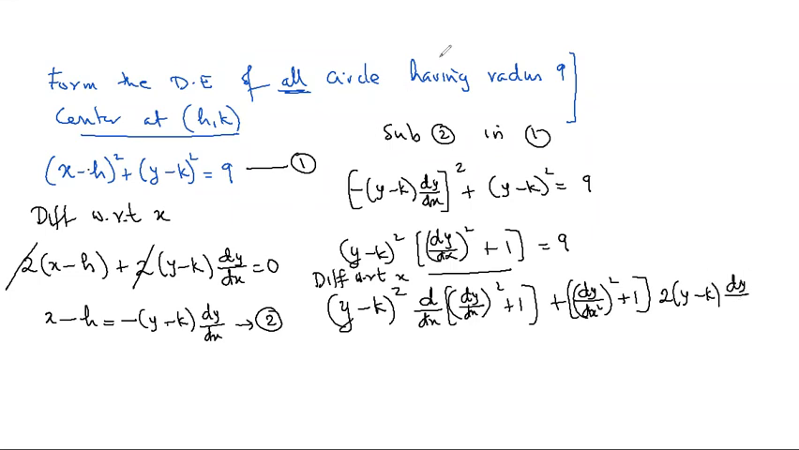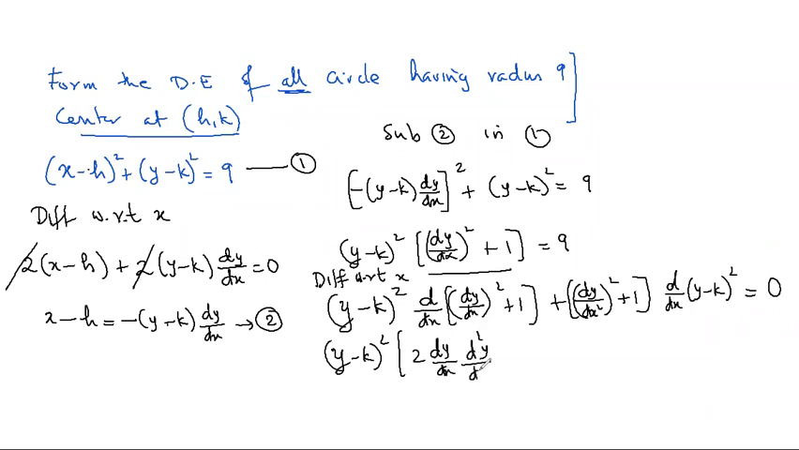I would have written it in 1 minute. So the equation is y minus k the whole square into 2 dy by dx into the derivative of dy by dx, plus dy by dx the whole square, plus 1 into 2 y minus k into dy by dx, equal to 0. I told you this is a little complicated question.